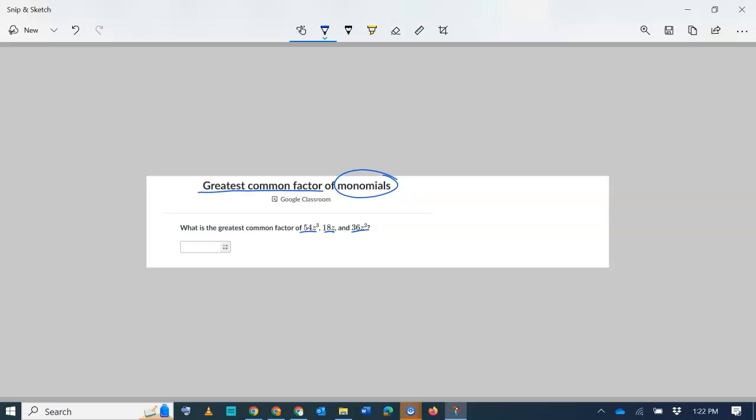Greatest common factor. First thing we're going to do is worry about the word factor. A factor is a number that goes into a bigger number. So factors of 4 would be 1 times 4 and 2 and 2. Those are all the factors of 4. So what you want to do is make a factor tree of all these numbers.